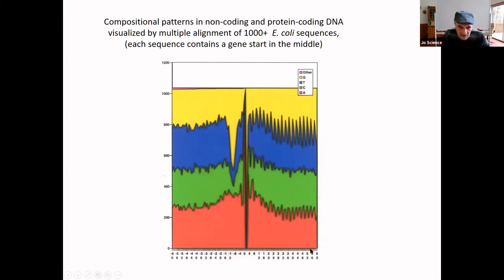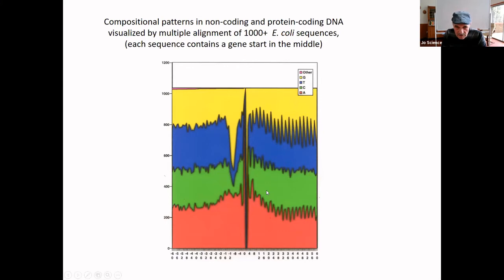So this slide shows a multiple alignment of more than 1,000 E. coli sequences, each of which has a start of a gene in the middle of a sequence, and every gene goes from left to right. So this is the 5' to 3' direction. I cannot show letters, it would be just unreadable. What I show here is in each position, and positions are shown like 4, 8, 12, 16, etc. So these positions go over 60 nucleotides in the gene region, and before that we have 60 nucleotides in non-coding region.